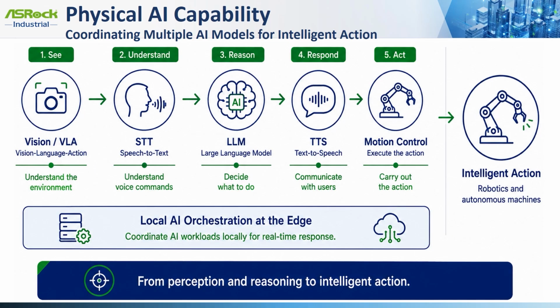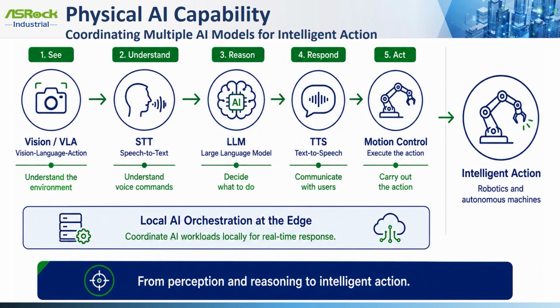Beyond Edge AI vision, we are also building our physical AI capability. Physical AI brings intelligence into robotic and autonomous machines. A robot does not rely on only one AI model. It needs several models to work together. Vision models help the system understand the environment. Speech-to-text helps the robot understand voice commands.